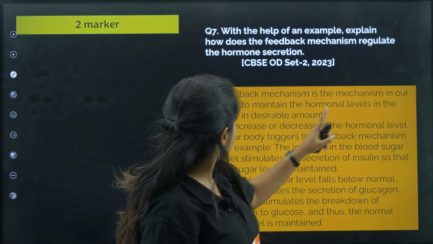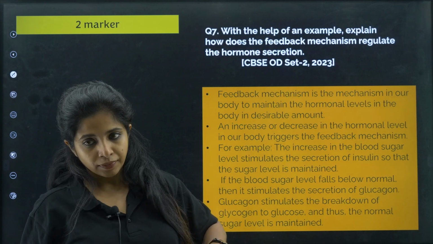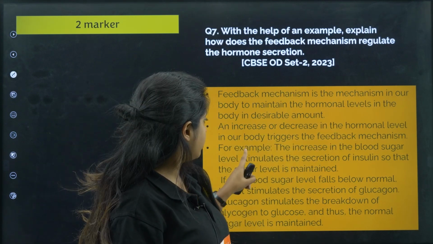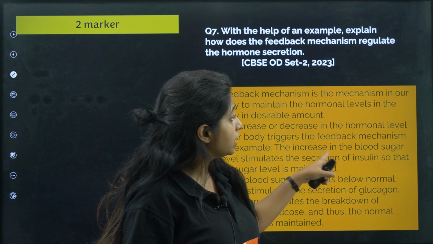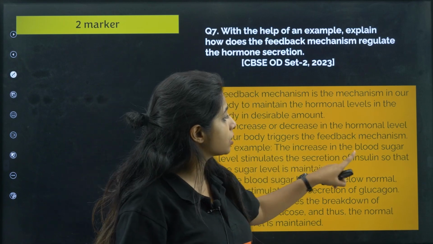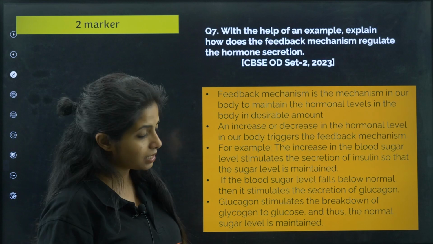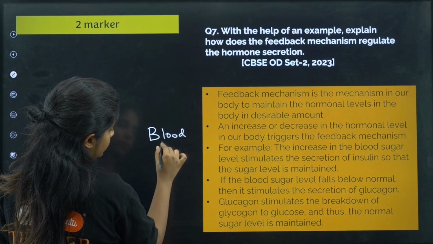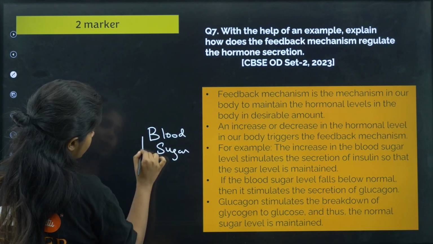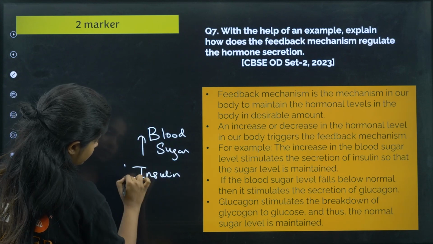So over here we have a perfect answer for this. Feedback mechanism is the mechanism in our body to maintain the hormonal levels in the body in desirable amount. An increase or decrease in the hormonal level in our body triggers the feedback mechanism. For example, the increase in the blood sugar level stimulates the secretion of what? Insulin, so that the sugar level is maintained. Yes, so suppose there is too much amount of blood sugar, that is glucose. At this point of time, insulin is also released in more amount.